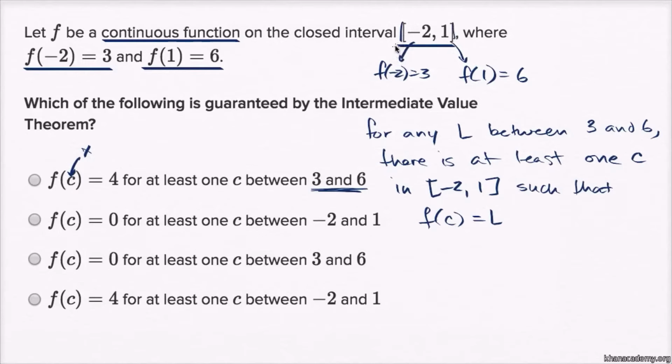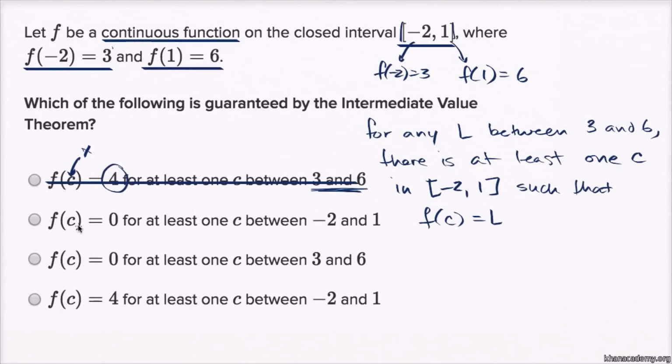I'll take a look at it visually in a second. We're not saying for at least one c between 3 and 6. We're saying for at least one c in this interval, f of c is going to be equal to 4. It's important that 4 is between 3 and 6 because that's the value of our function. So I'm going to rule this out. They're trying to confuse us.